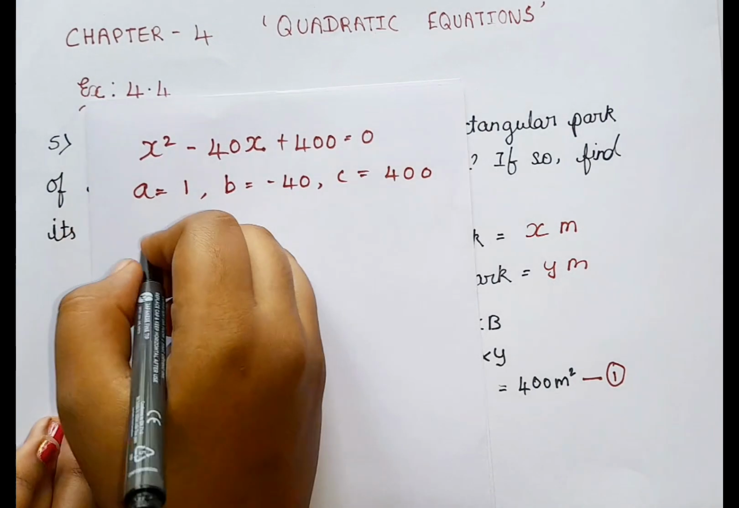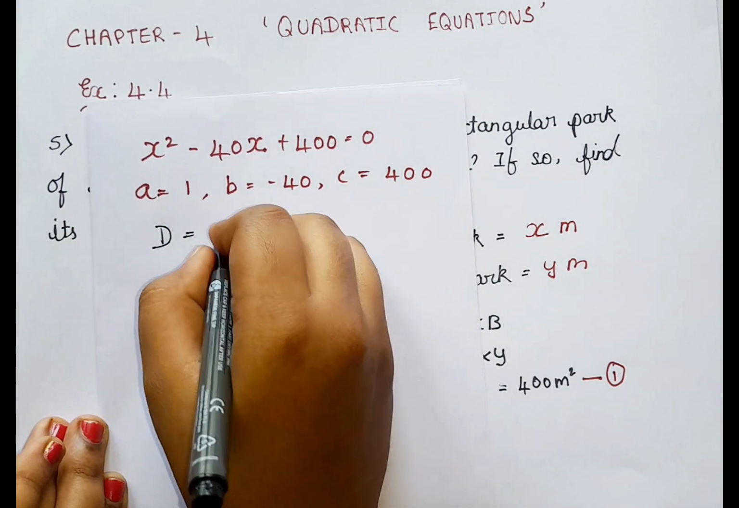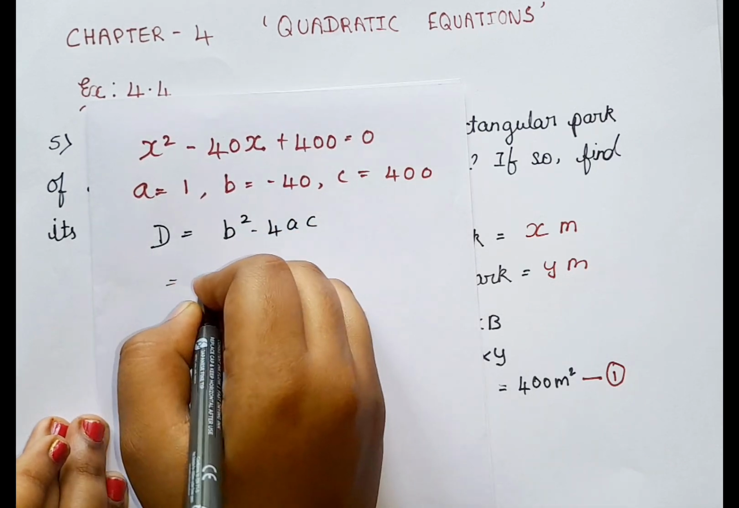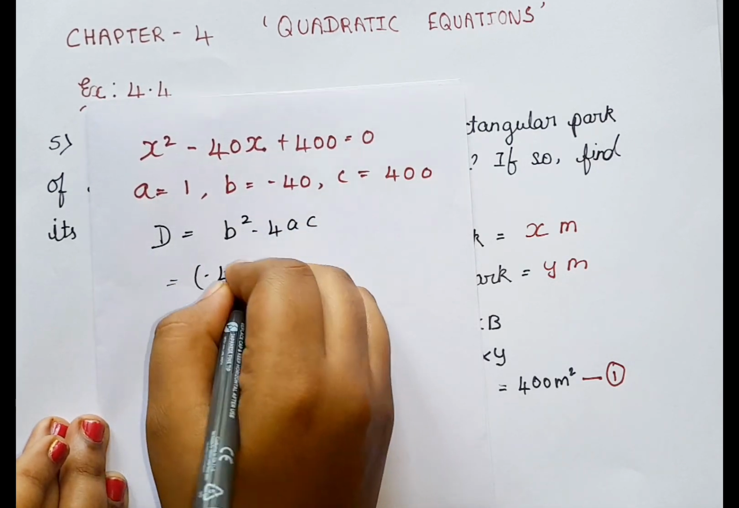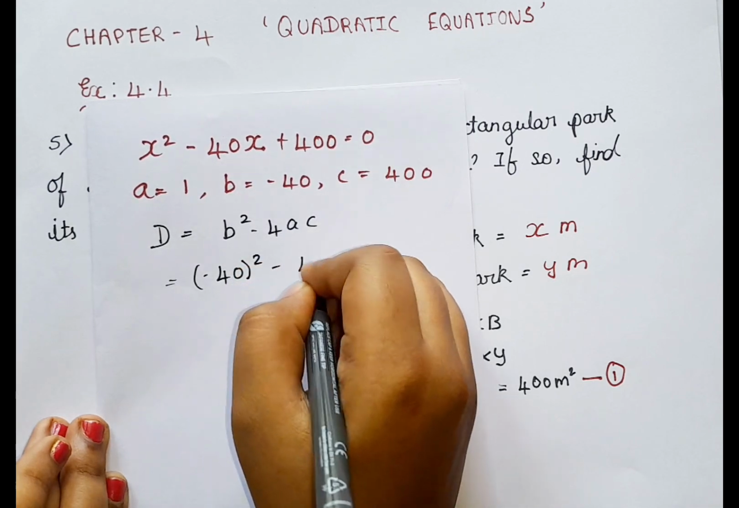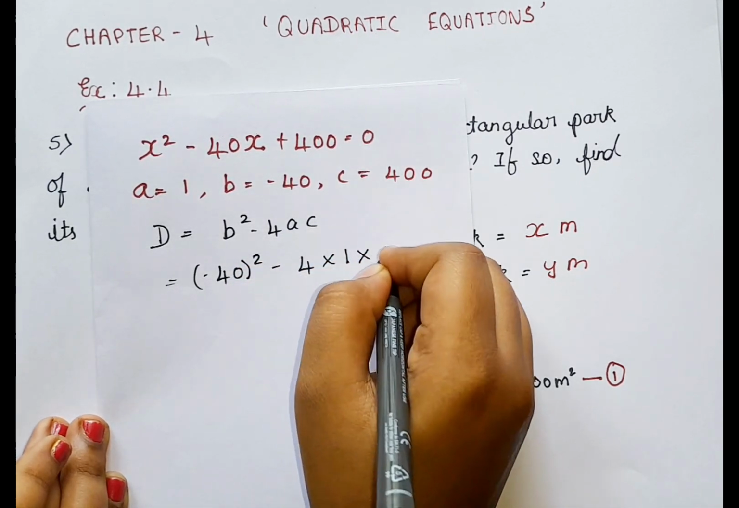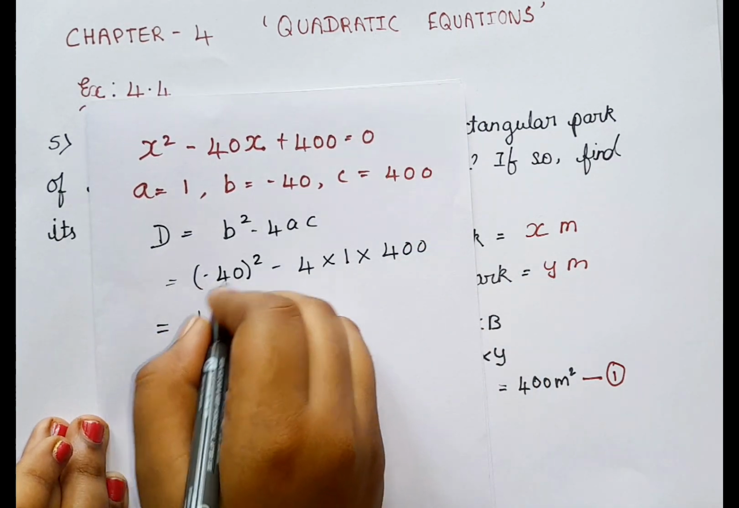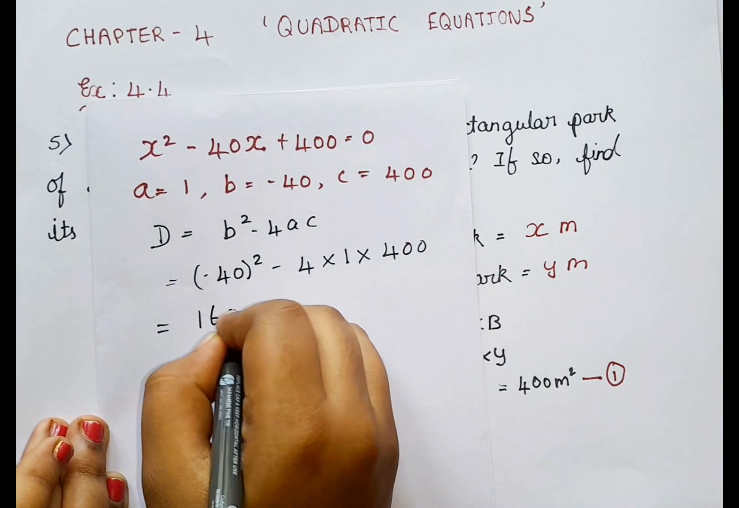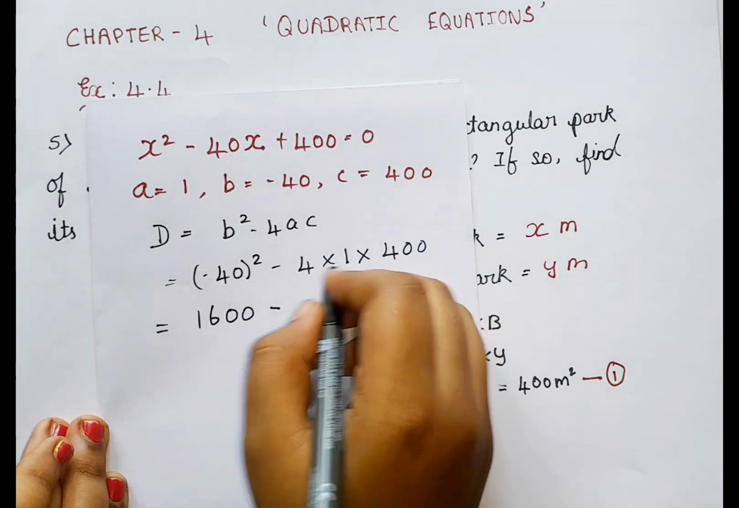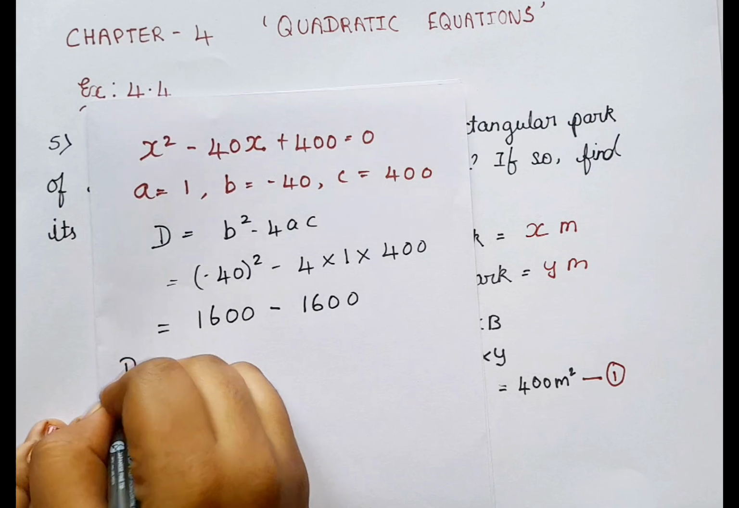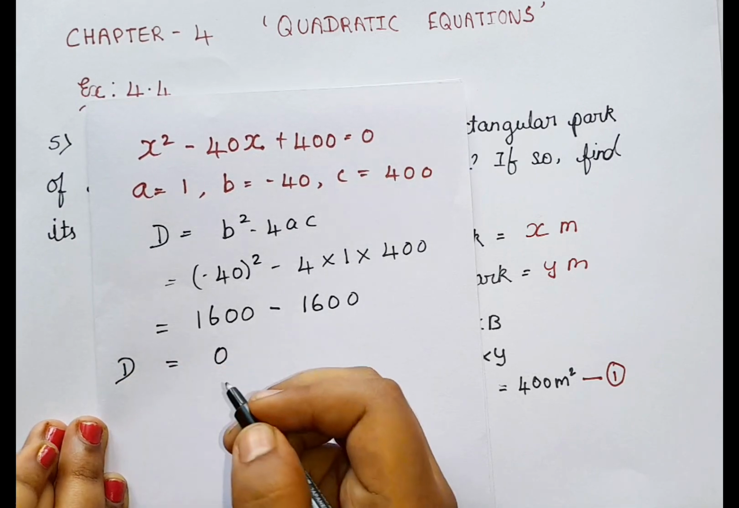So discriminant. The formula is b square minus 4ac, which is equal to minus 40 the whole square minus 4 into 1 into 400. When we solve it we'll get 1600 minus 1600. So the discriminant will be 0, isn't it?